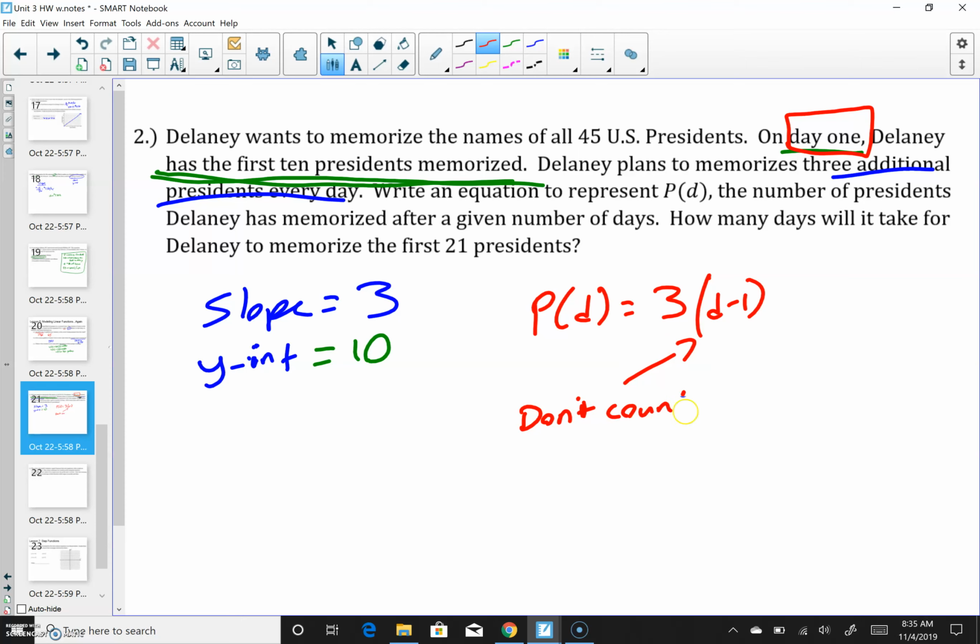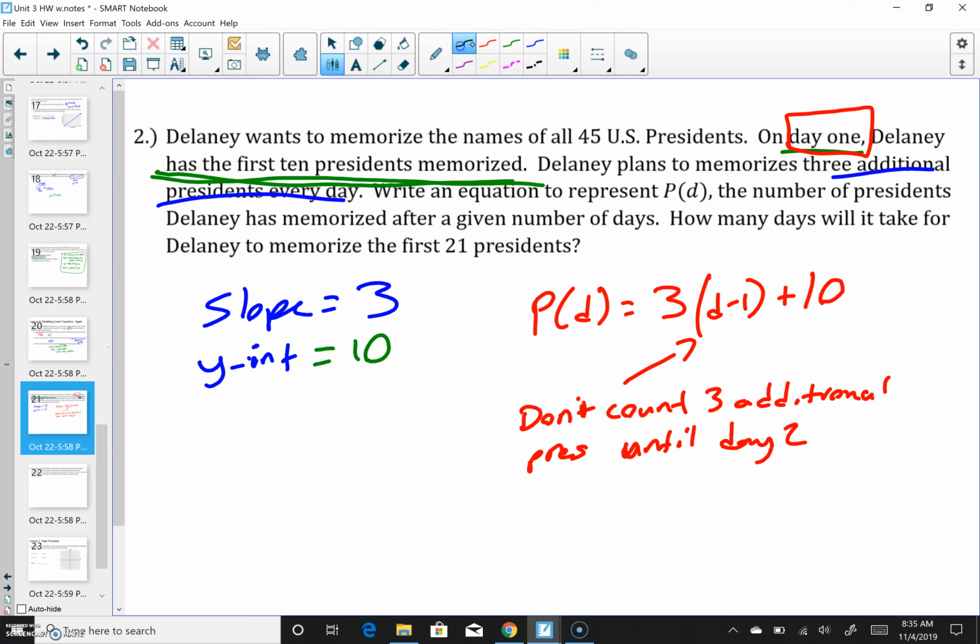count 3 additional presidents until day 2. So whenever you don't start counting until day 2, you're going to use that 3 and then D minus 1. Then we'll be plus our y-intercept, which is 10. So that's how we've got this started off. Our equation P of D equals 3 parentheses D minus 1 plus 10.